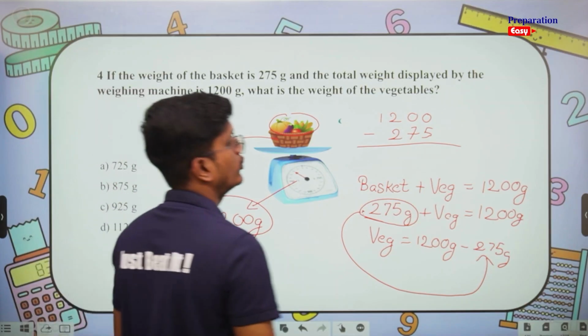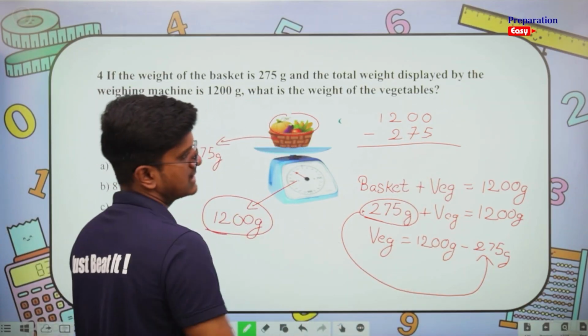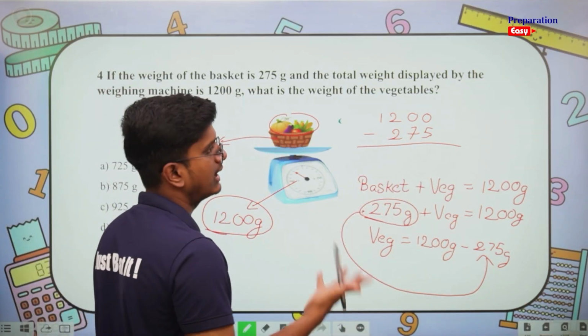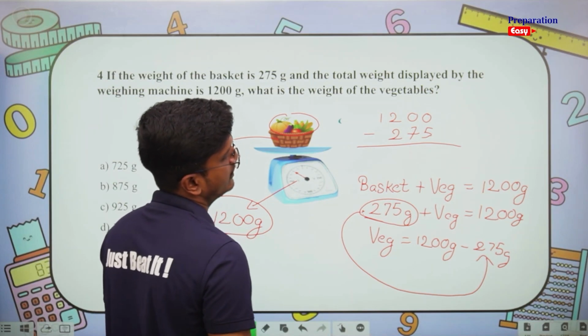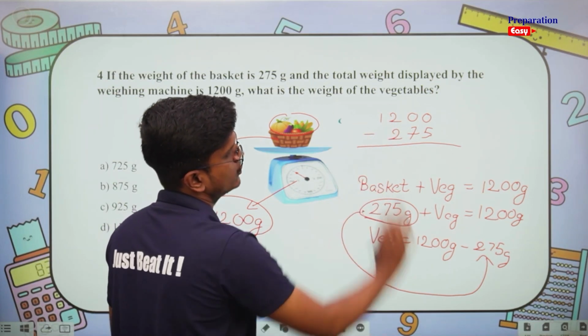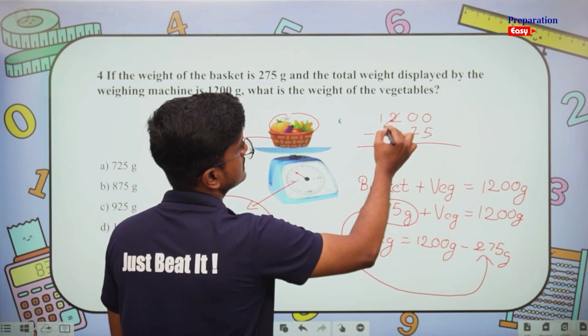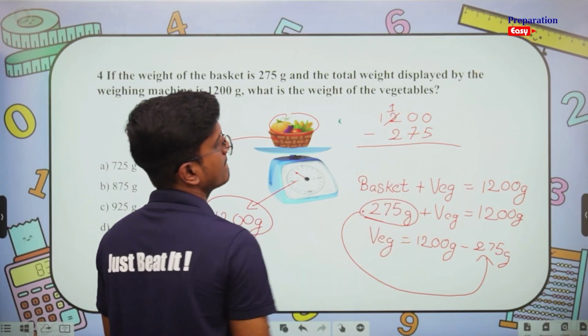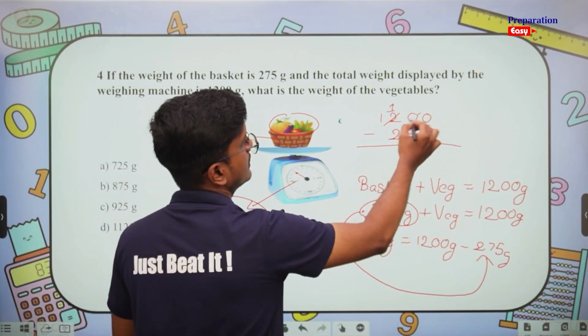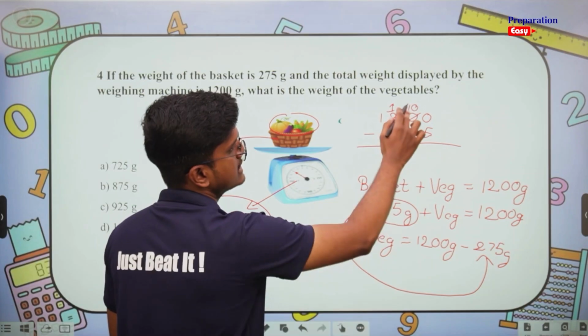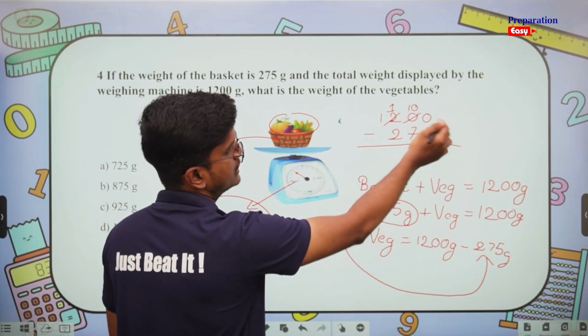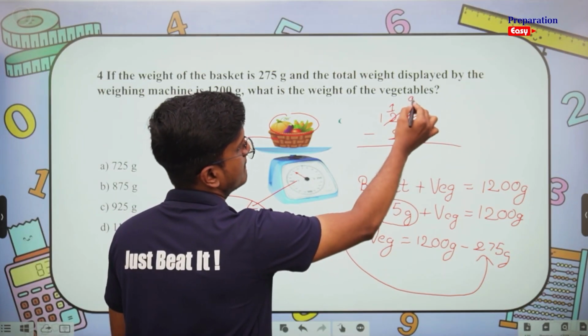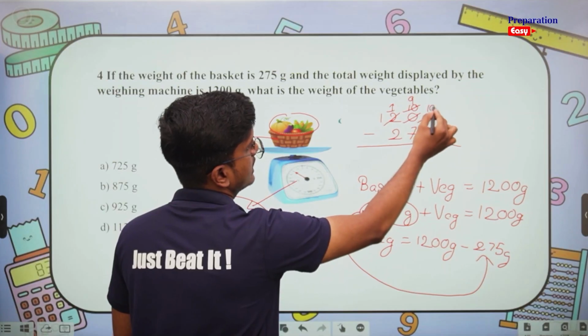So we have to borrow, but for borrowing purpose here is also 0, so we can't get it from there. Okay, so we will borrow from the next number, which is 2. Yes, 2 can give us 1. So this will become 10, and from this 10 we will borrow 1 to the 0. So this will become 9 and this will become 10.